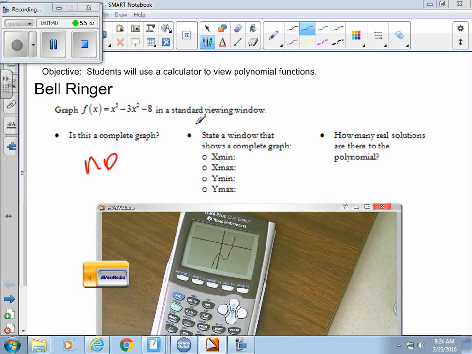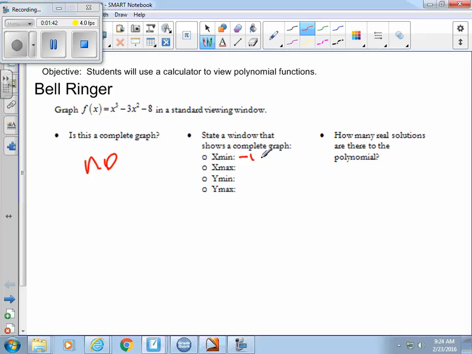So, I have -10 to 10, -20 to 10. Is this the only correct answer here? No, there are a lot of correct answers. In fact, you could argue my y max might be too big, but we don't care as long as we can see the whole picture.